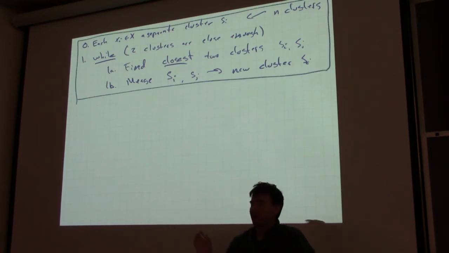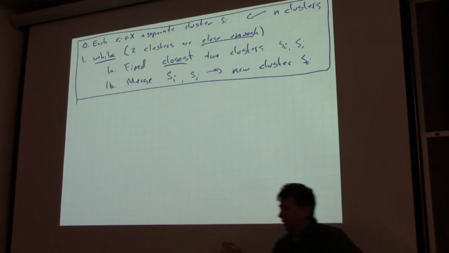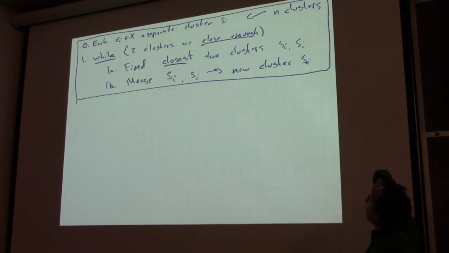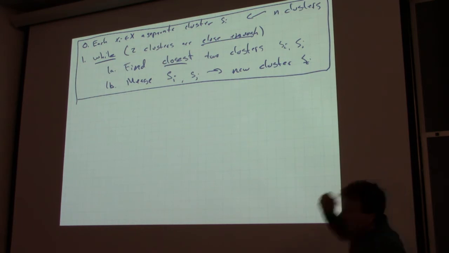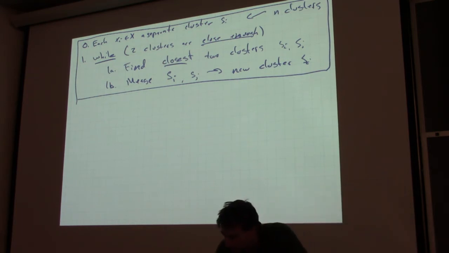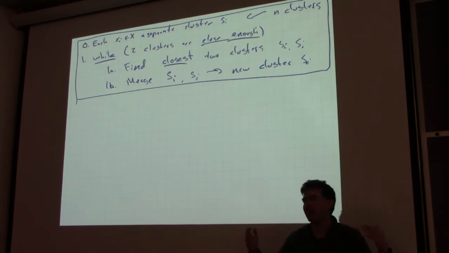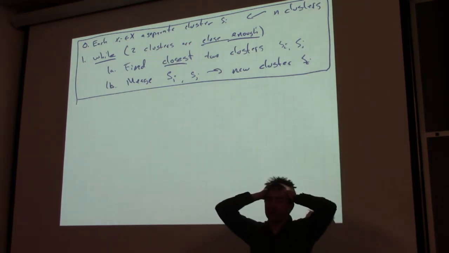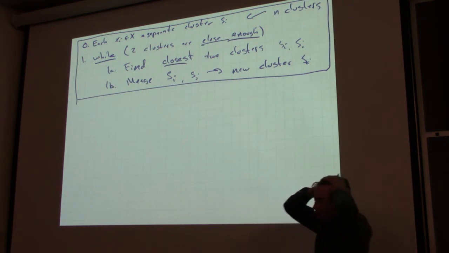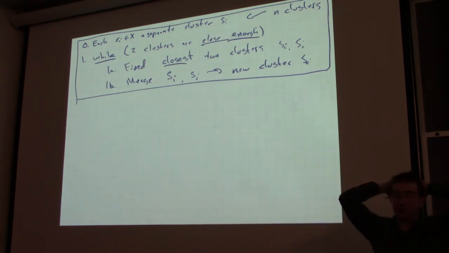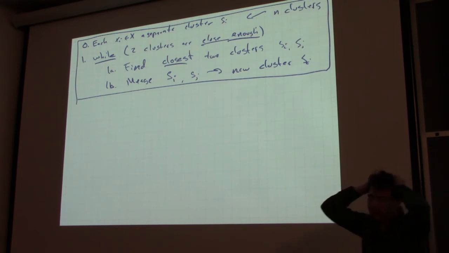Okay, and there are 3 things we haven't talked about, or 2 main things. I need to decide what does it mean to be close enough. So I have to have some notion of when should I stop? Should I complete the whole hierarchy or not? Or should I complete it and then decide what to say? And how do I define the closest pair of clusters? How do I measure distance between 2 clusters?